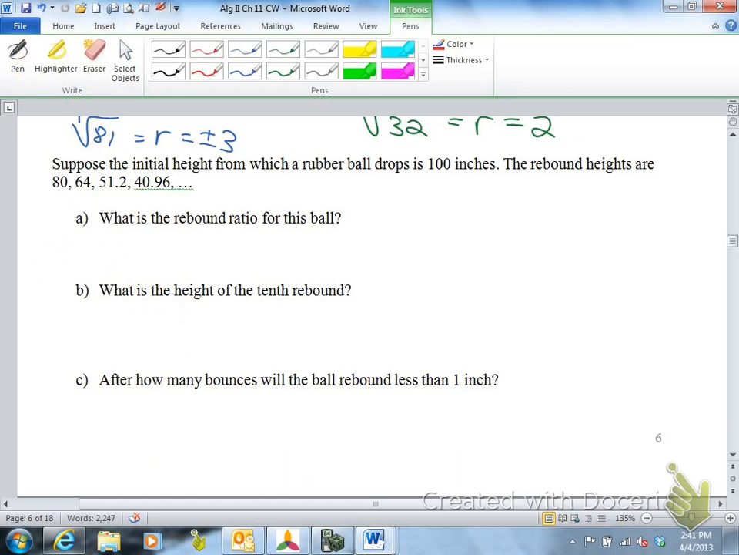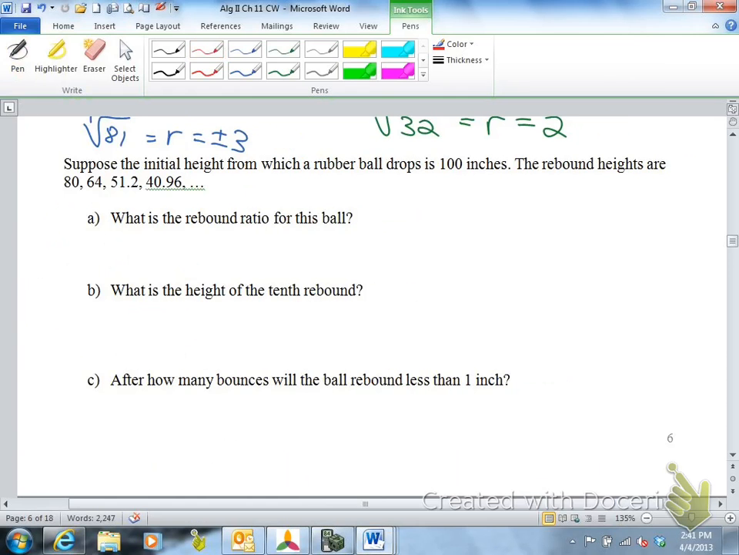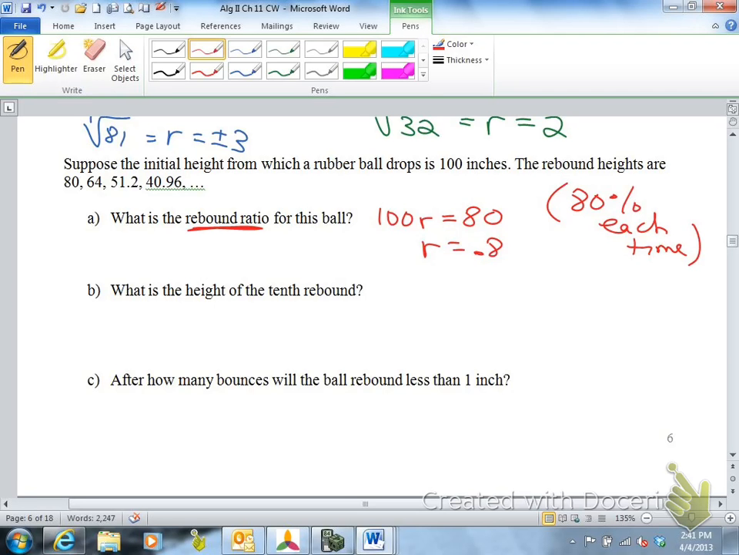So the rebound ratio is how much it's rebounding every time. What percent is it rebounding every time? So if it started at 100, multiplying by something, and you would get 80, that means your rebound ratio is 80. So you can think of that as 80% each time. Each bounce is 80% as high as the previous bounce. So if you did 80 times 0.8, you would get 64 for the next bounce.